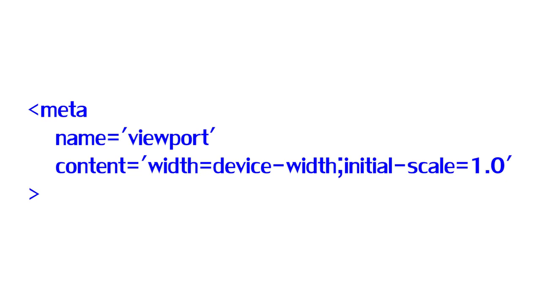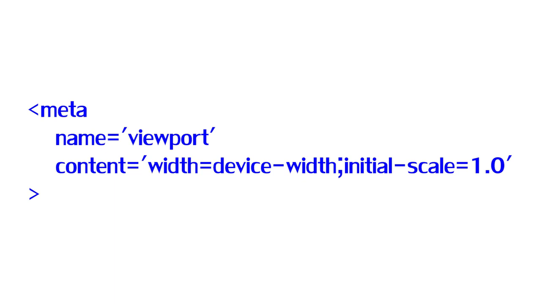This is how you set it. You set the name attribute to viewport. Inside the content attribute, we set width to device-width, and initial-scale to 1.0. This is the standard Viewport meta. Every program you work on should have it.